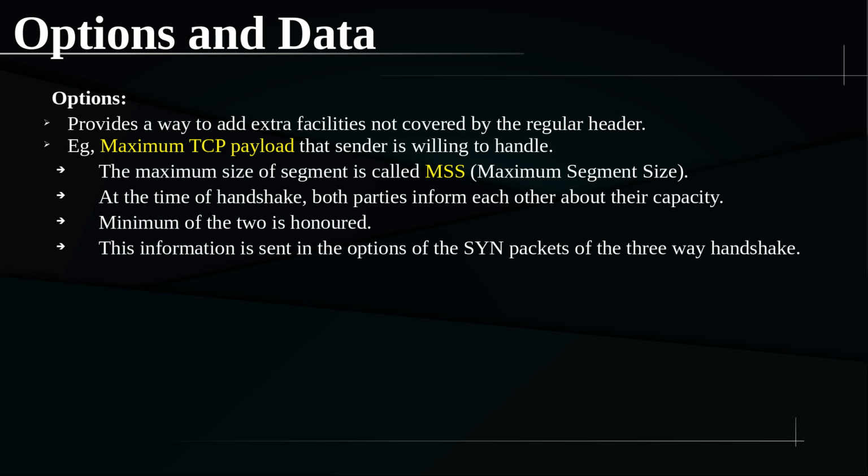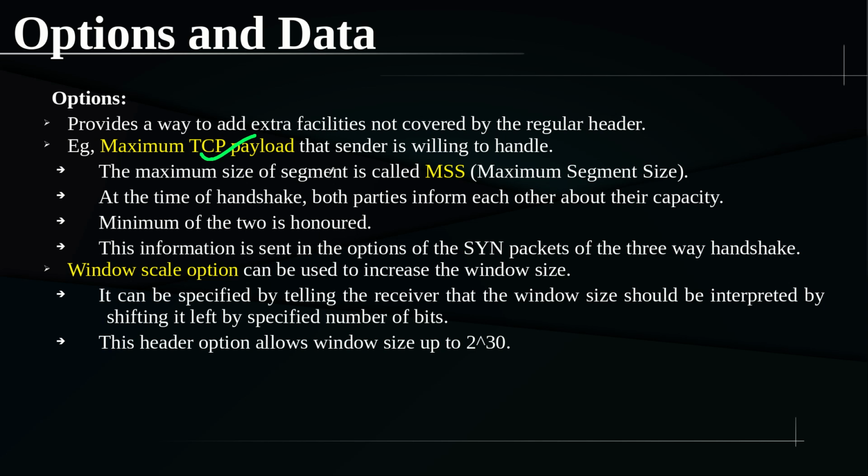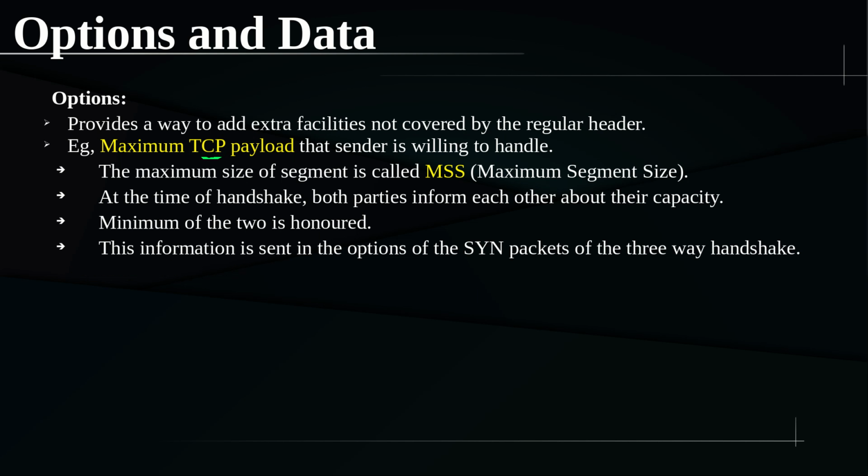Some examples: the maximum TCP payload that the sender is willing to handle. The sender can communicate this to the other party, so that when the other party is communicating back, he can keep this in mind, right? So that is one thing. The maximum size of the segment that a particular underlying network of this sender is able to handle is what we call the maximum segment size.